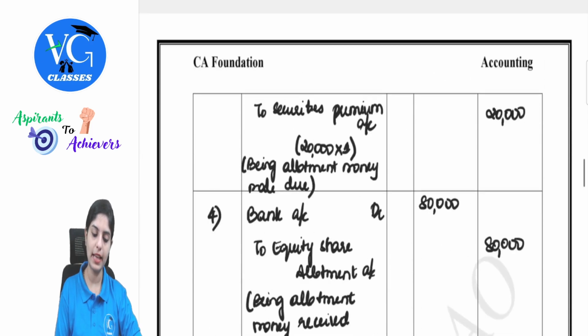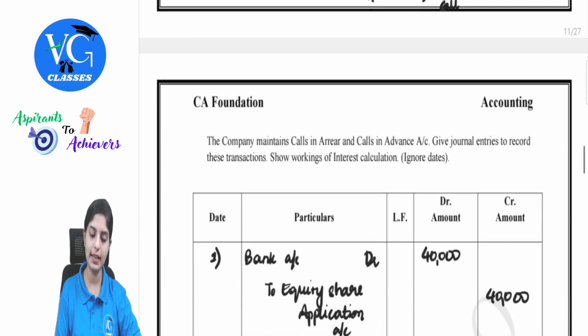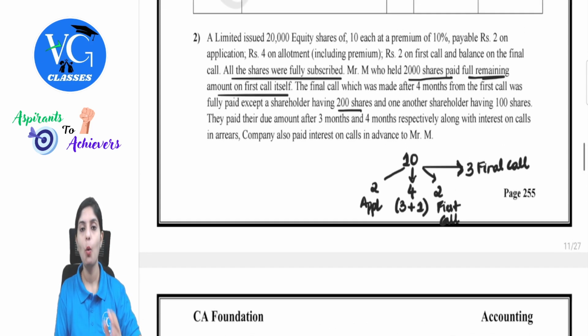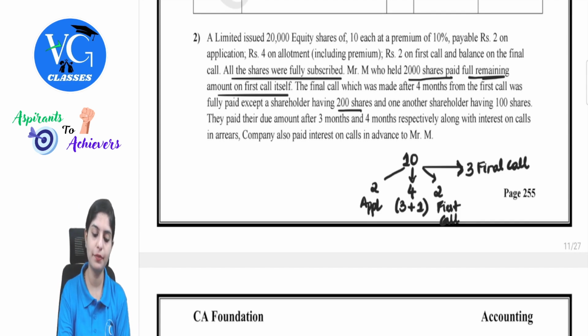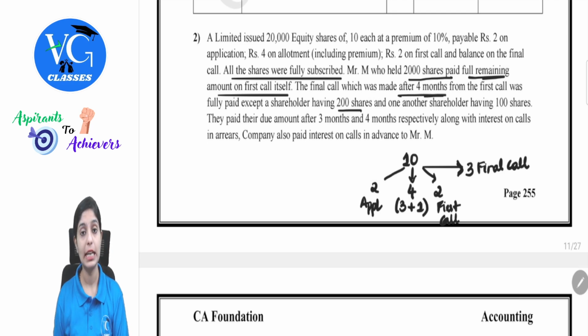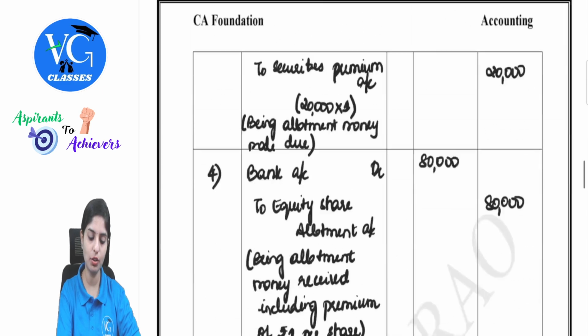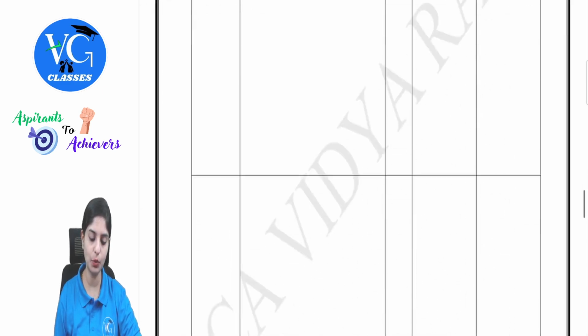Yes. So this happened, understand this carefully, guys, when the first call money was received. The question says the final call was made 4 months from the first call. That means this is indicating that we have to also calculate interest. So interest on calls in advance. So we will make this as a working note.